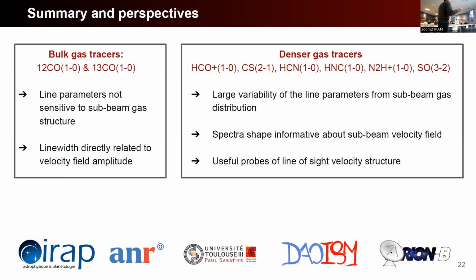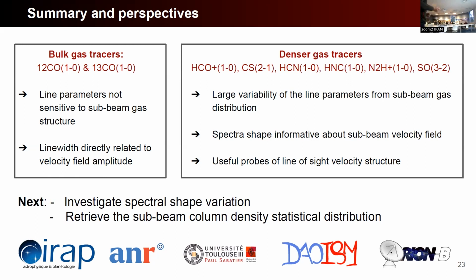For denser gas tracers, it's the opposite. There is a very large variability of the parameters with the subbeam gas distribution, whether the line width or the peak temperature. But this also means that we can try to retrieve some information about the subbeam velocity structure from the spectra of these denser gas tracers.